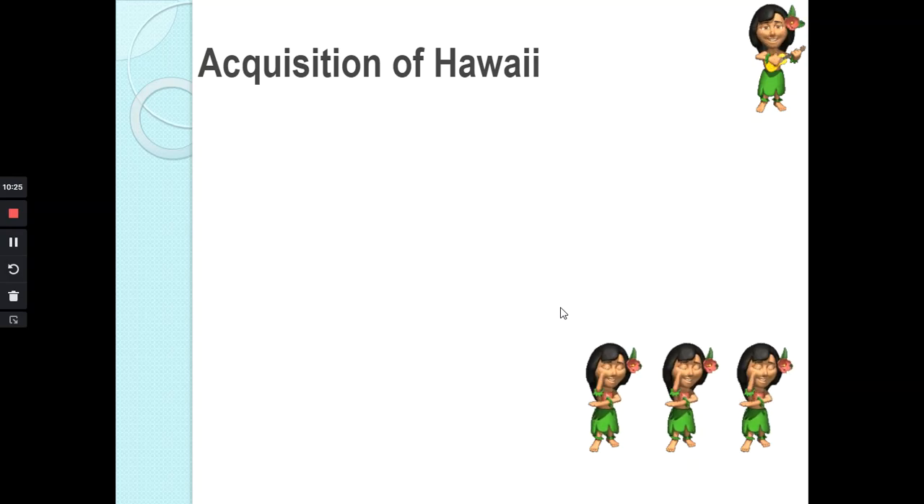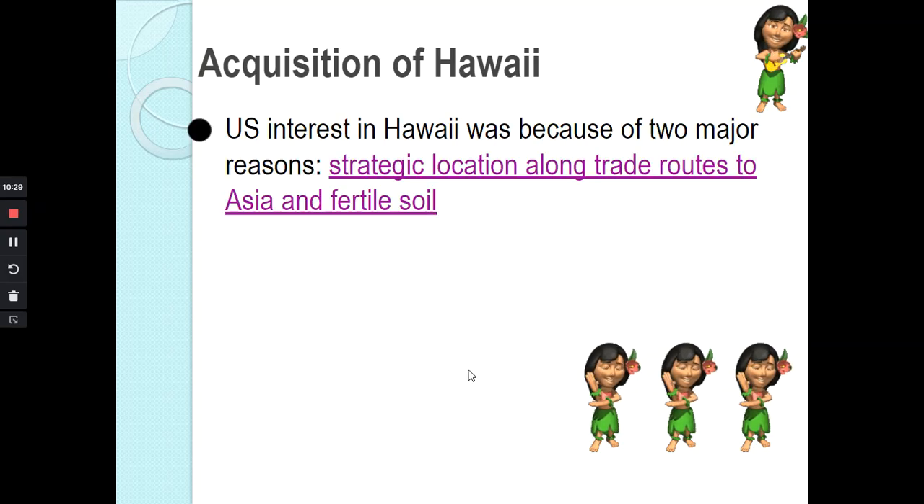Next, we're going to turn to the acquisition of Hawaii. The United States had an interest in Hawaii because of two reasons. One, its location for trade routes, and because of its fertile soil.